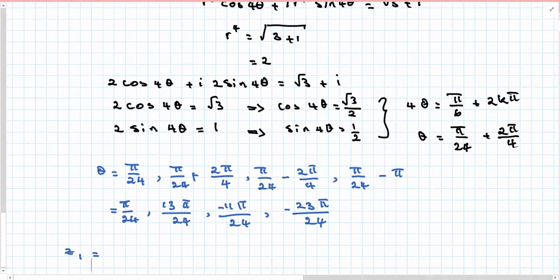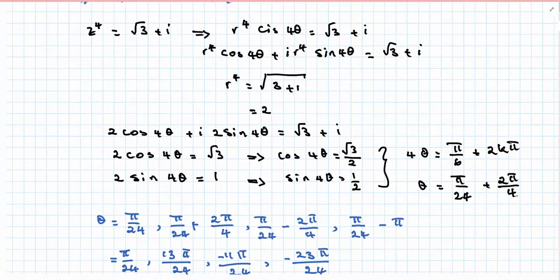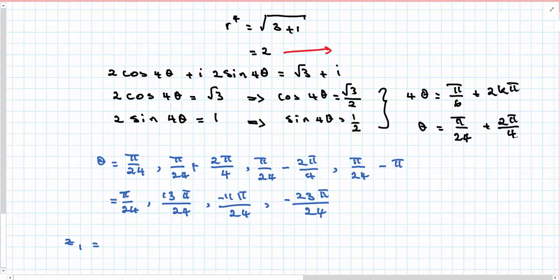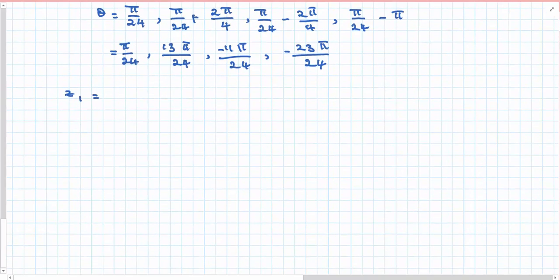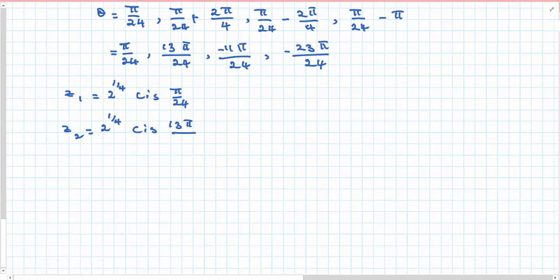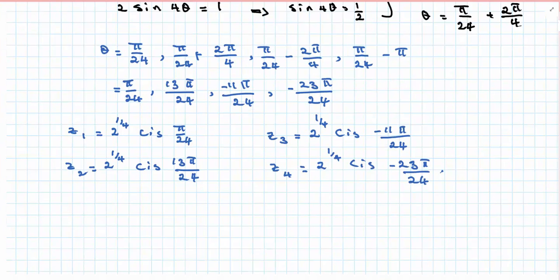Now we better go back and check this. I had r to the 4 equaling 2, so r is 2 to the power of a quarter. So our z1 is 2 to the power of a quarter cis pi on 24, z2 is 2 to the power of a quarter cis 13 pi on 24, and so on. And that's how we find the complex roots of a complex number using de Moivre's theorem.